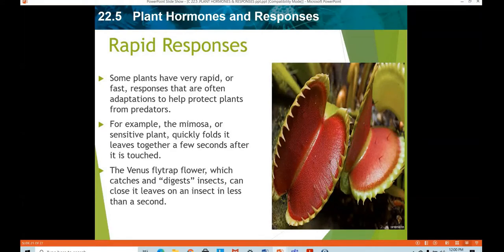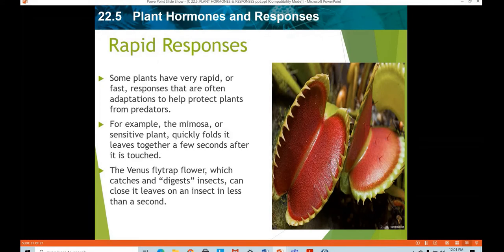Okay, so this is a type of adaptation which the plant does in order to protect itself. This plant is known as mimosa, or sensitive plant, or touch-me-not plant. The other type of plant is the Venus flytrap, as you can see in this picture. It can close its leaves on an unsuspecting insect in less than a second. Whenever an insect comes and lands inside the trap, it closes quickly, trapping the insect inside in a second.